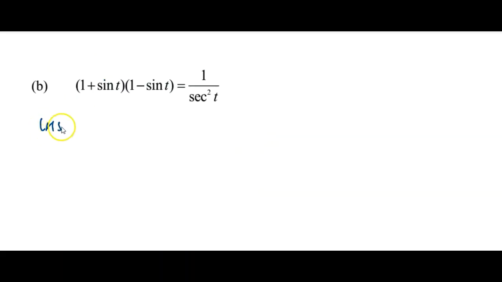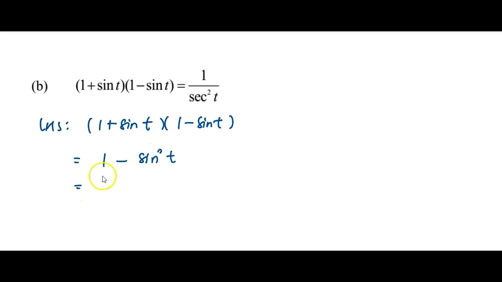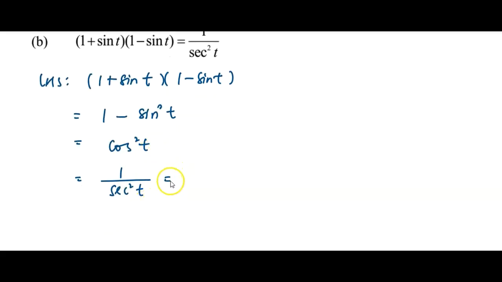For this example, I'm going to prove from the left hand side. The left hand side contains 1 plus sine t multiplied by 1 minus sine t. So here I'm going to expand it first. I get 1 minus sine square t. By the first identity, 1 minus sine square t can be converted into cos square t. And cos square t can be written as 1 over secant square t, because they are the reciprocal of each other. So we say that this is equal to the right hand side.